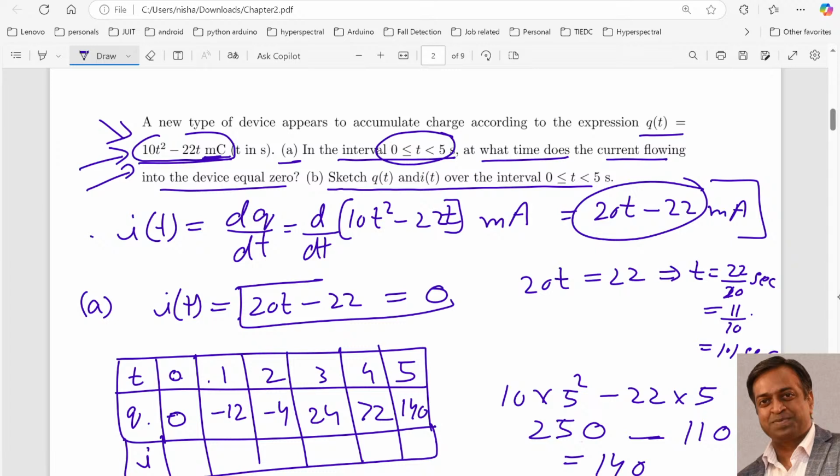And similarly I can determine the value of i by substituting the values in this equation, right? So at t equals 0 I get i as minus 22, then t equals 1 I get minus 2, then t equals 2 I get 40 minus 22, it is 18, then t equals 3, 60 minus 22 I will get 38, then t equals 4, 80 minus 22 I will get 58, and then t equals 5, 100 minus 22 I will get 78.